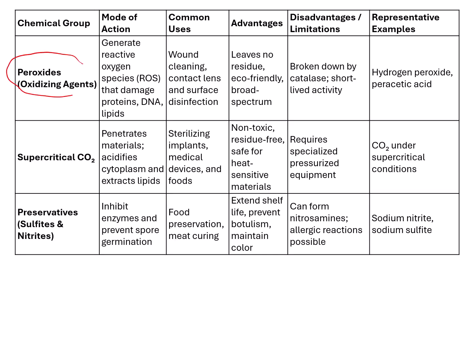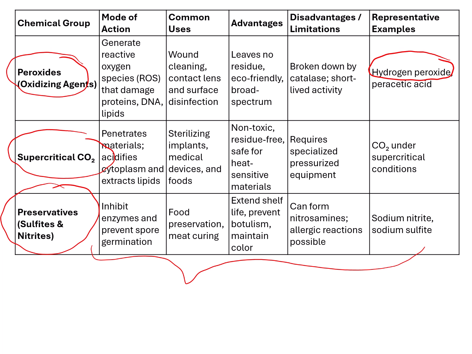For oxidizing agents, these peroxides, don't worry about the structure, although I would like you to still know that equation for hydrogen peroxide and catalase. We briefly talked about carbon dioxide in its supercritical state between liquid and gas, and then don't worry about the structure of preservatives like sulfites or nitrites, but do know their mode of action, common uses, etc.